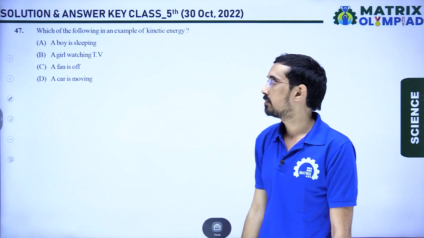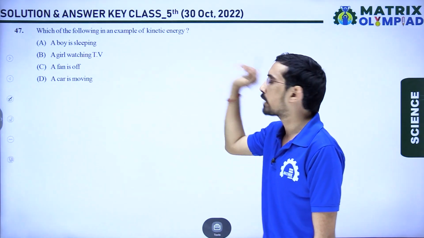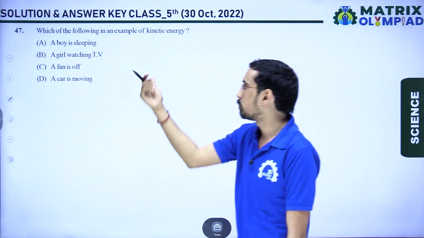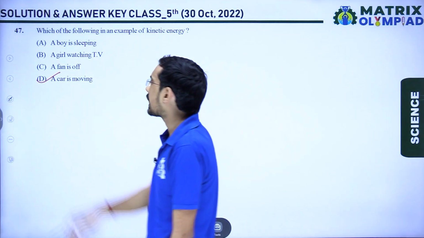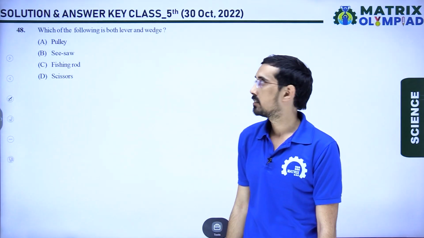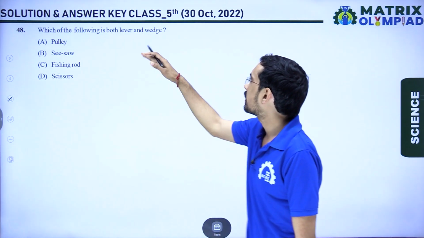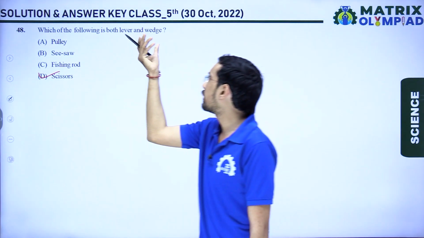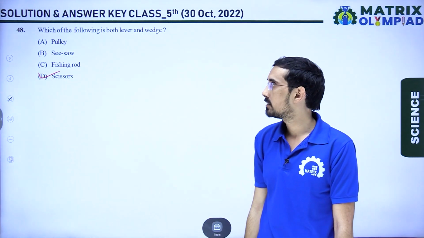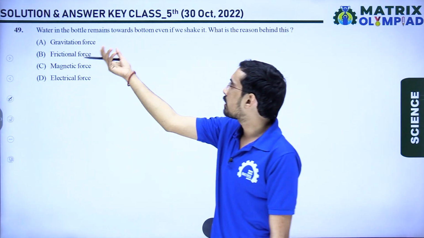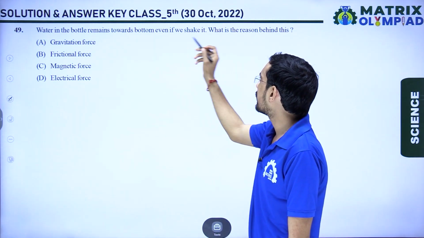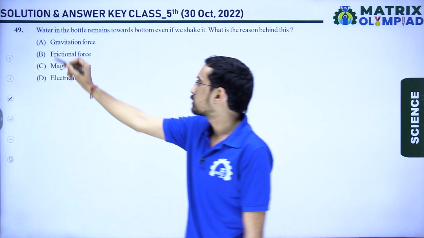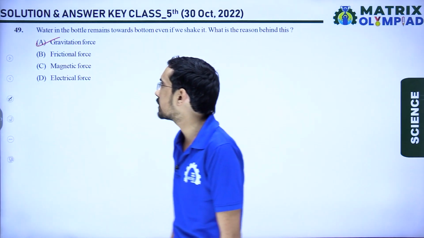Next question is, which of the following is an example of kinetic energy? As we all know, kinetic energy is energy which helps in movement. So most appropriate is D option. A car is moving. Next question is, which of the following is both lever and wedge? As we all know that scissors is an example of lever and wedge. Next question is, water in the bottle remains towards the bottom even if we shake it. What is the reason behind it? The reason behind is gravitational force. So the correct option will be A, gravitational force.